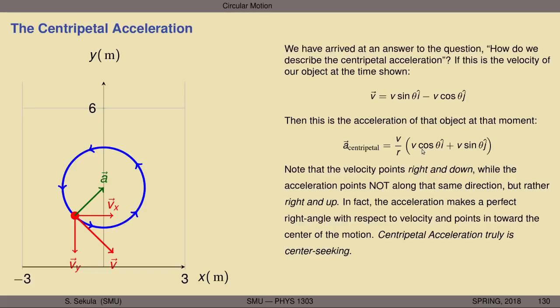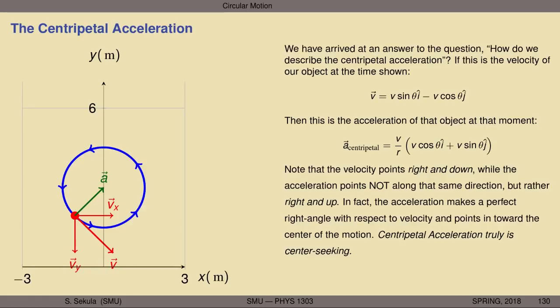The cosine now goes with the x component of the acceleration, and the sine goes with the y component of the acceleration. Note also that while the velocity for this moment in time points down and to the right, the acceleration vector, which you can write out, points up and to the right. It points toward the center of the circle. It is truly center-seeking. The acceleration, which is a change of direction, but not the magnitude of the velocity, not the speed, is something that points directly at the center of the circular motion path.